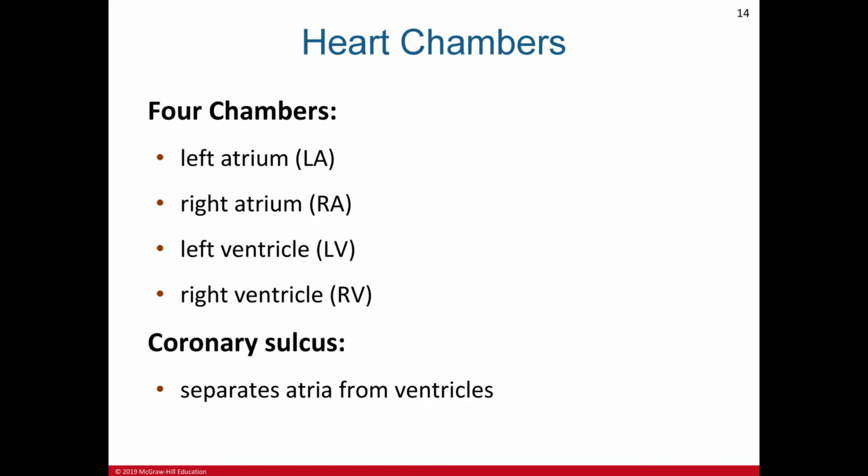Here is a review of the gross anatomy of the heart. Again, we have four chambers: the left atrium, the right atrium, the left ventricle, and the right ventricle. The coronary sulcus separates the atria, the upper part, from the lower part, which is the ventricle. We should know these basic structures and parts so that we will know how the blood flows inside our heart, as well as the flow of the action potential inside.